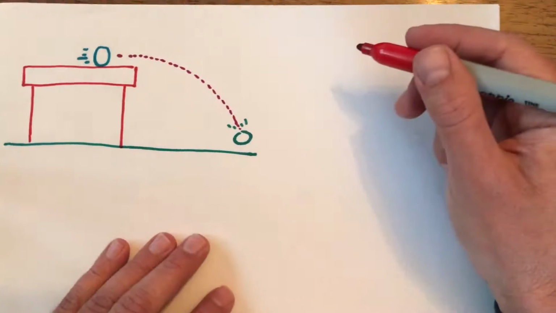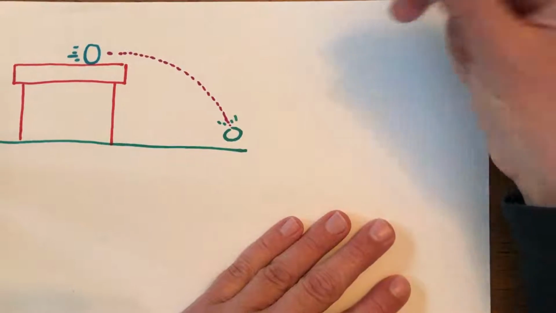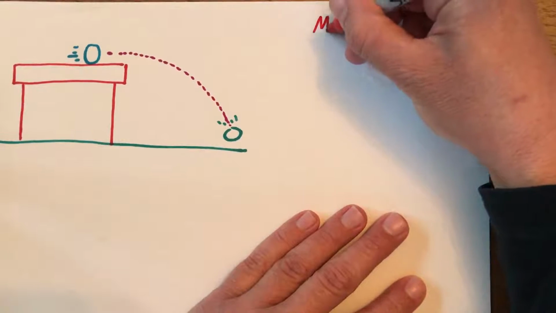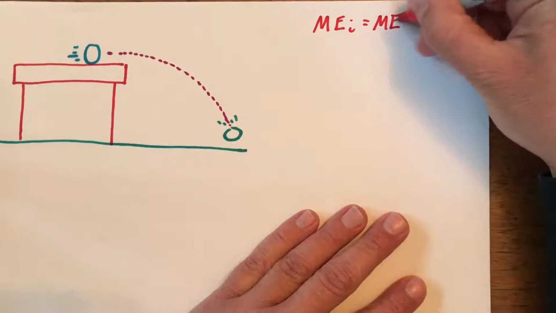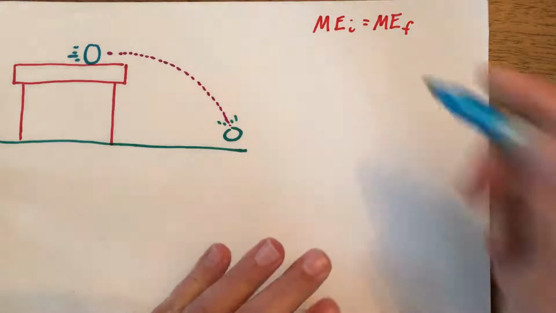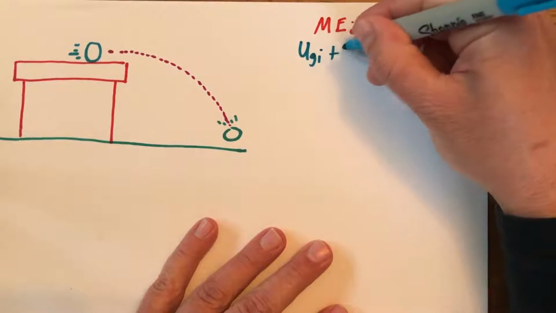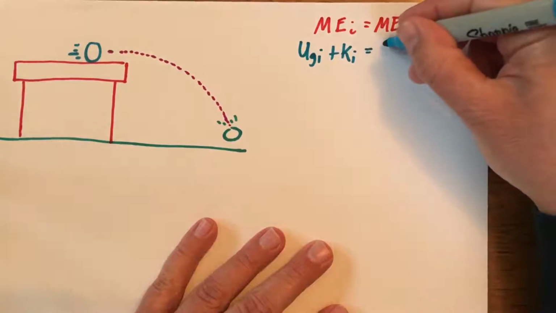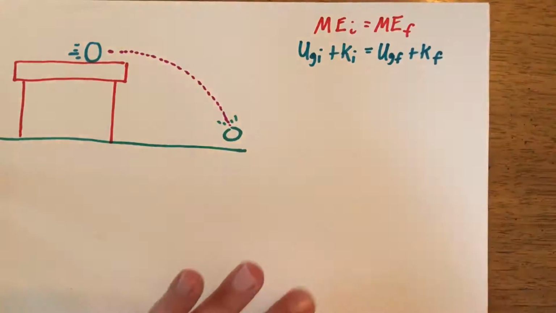So the thing with all of these types of problems that you have to keep in mind is that the energy in the beginning is equal to the energy in the end. So I'm going to write it like this. Mechanical energy initially is equal to the mechanical energy finally. And so the total amount of mechanical energy won't change. Remember that mechanical energy is the total kinetic and potential. So another way we could write this is the gravitational potential energy initially plus the kinetic energy initially is equal to the gravitational potential energy finally plus the kinetic energy finally.